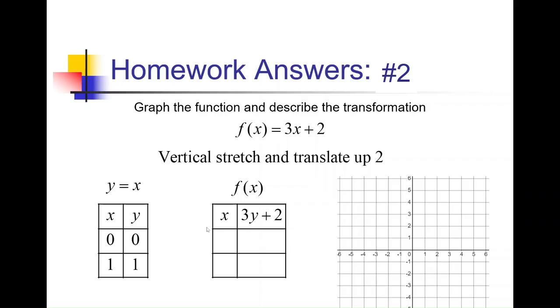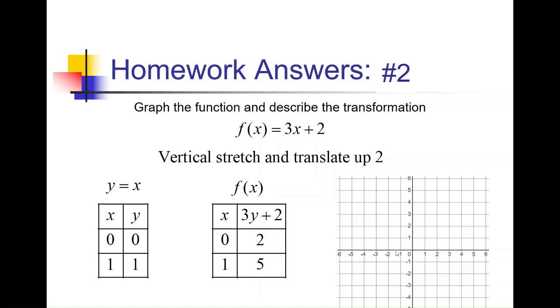The x's are pretty easy. It's just what we started with, 0 and 1. For the y values now, we've got 3 times 0 plus 2, which is 2. And then 3 times 1 plus 2, which is, let's see, that's going to be 5.